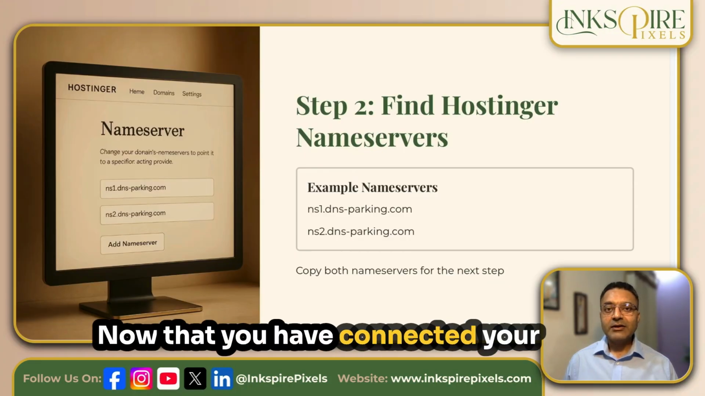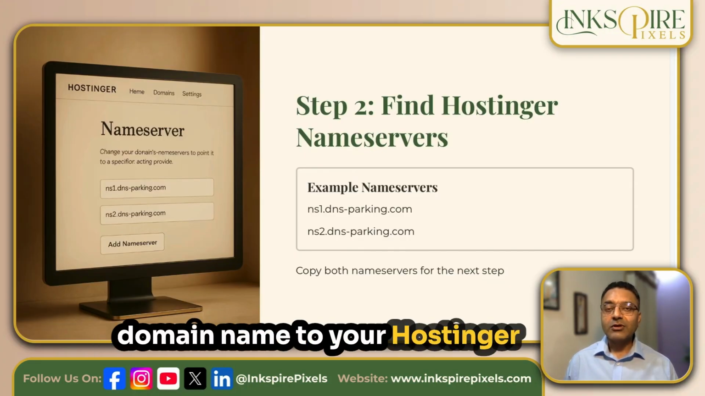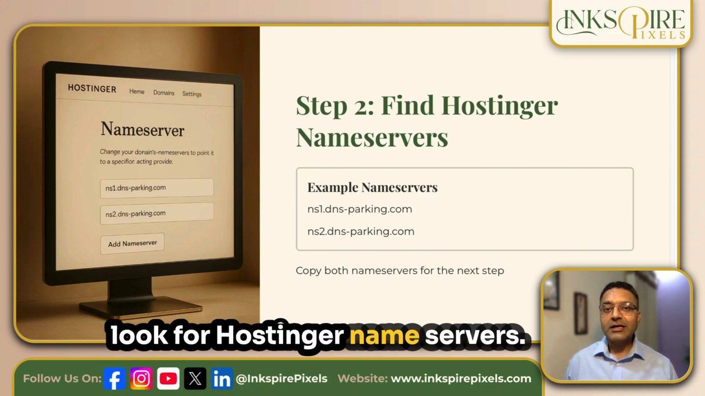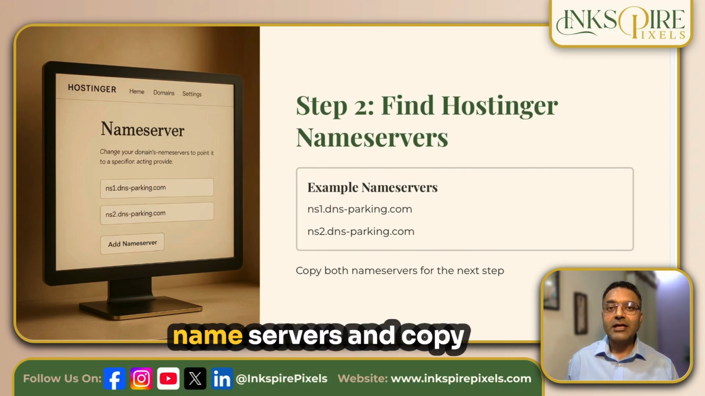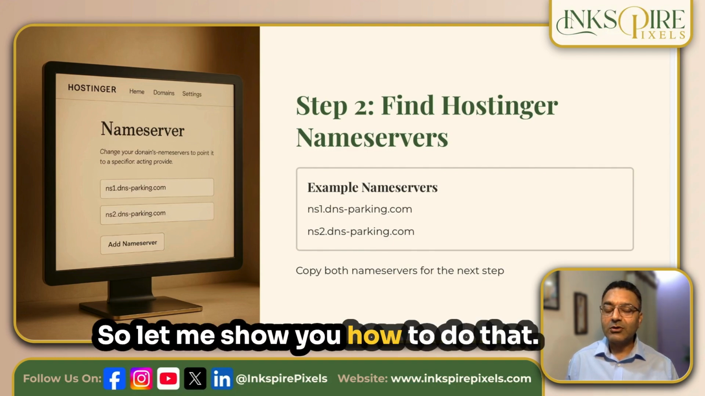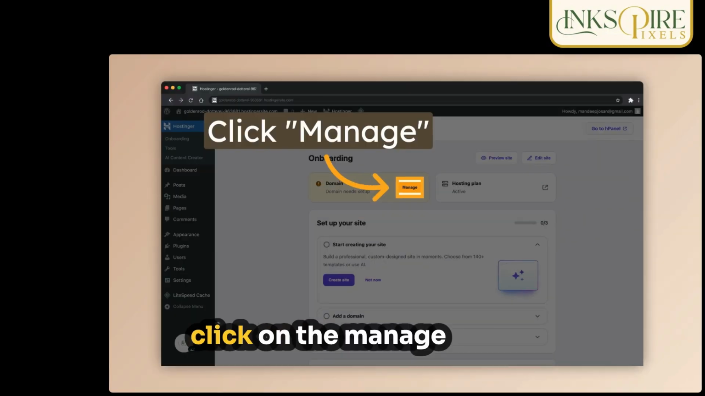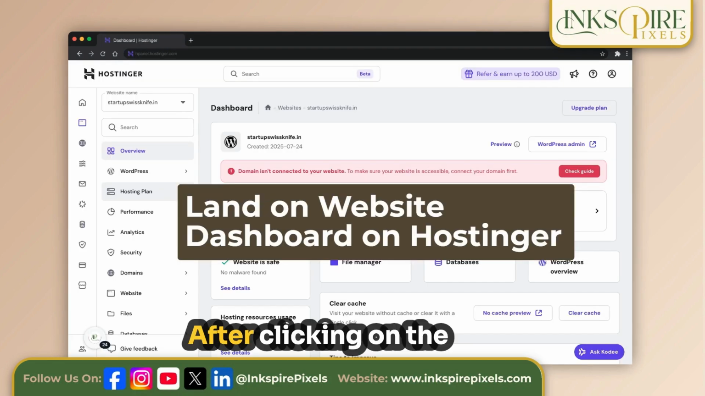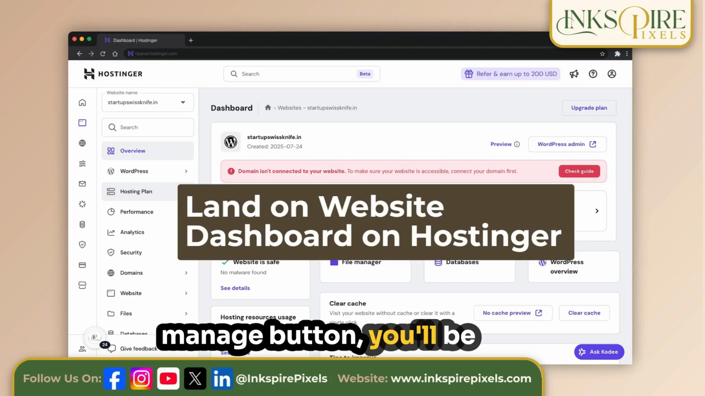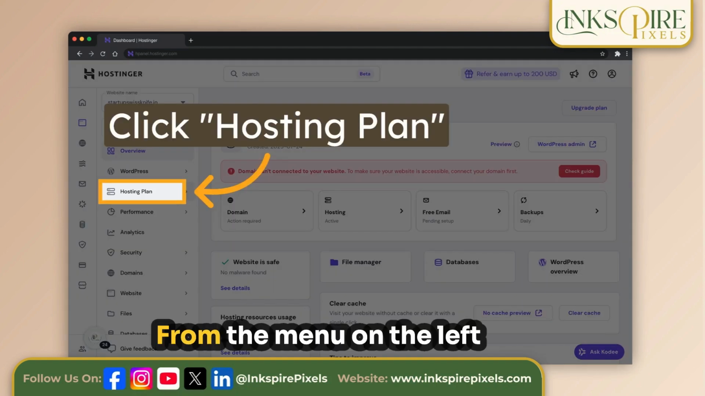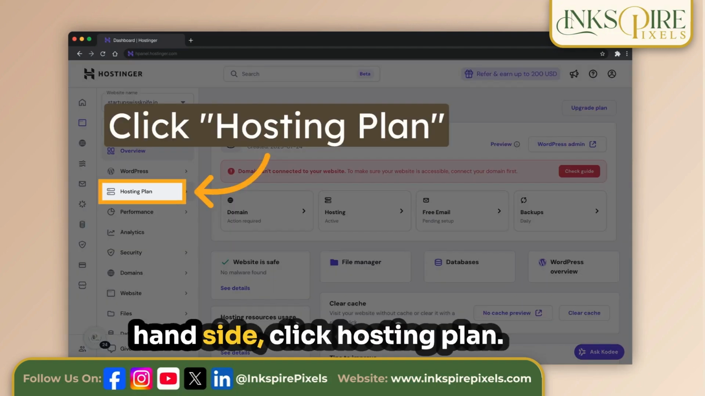Now that you have connected your domain name to your Hostinger dashboard, the next step is to look for Hostinger name servers. We have to find the Hostinger name servers and copy them for the next step. So let me show you how to do that. Click on the Manage button on the dashboard. After clicking on the Manage button, you would be taken to the dashboard for this website on Hostinger. From the menu on the left-hand side, click Hosting Plan.